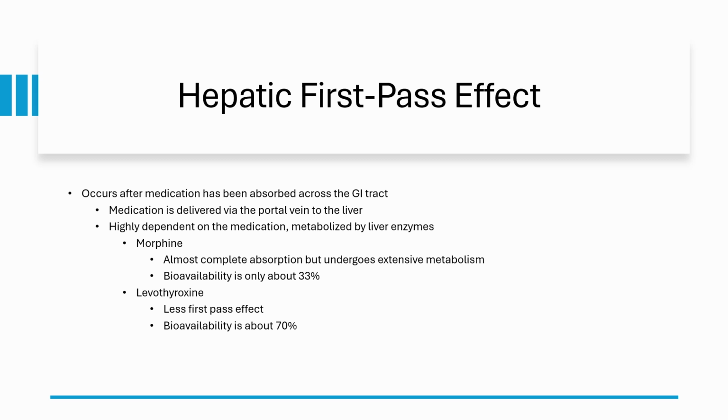For instance, morphine undergoes extensive metabolism in the liver. It has really good absorption, but because of the first pass effect, the bioavailability is only about 33%, versus levothyroxine that has less first pass effect. After it's been absorbed and it undergoes metabolism in the liver, the bioavailability is still about 70%.